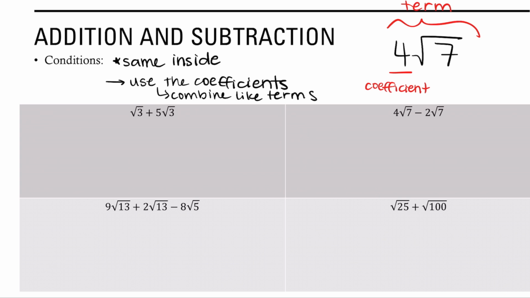So first, we have to make sure that the insides are the same. They are, and they're both square roots. If one of them was a cube root, you wouldn't be able to do this, or any other kind of root. They're both square roots. They both have the same inside, which means I'm going to be able to combine them.